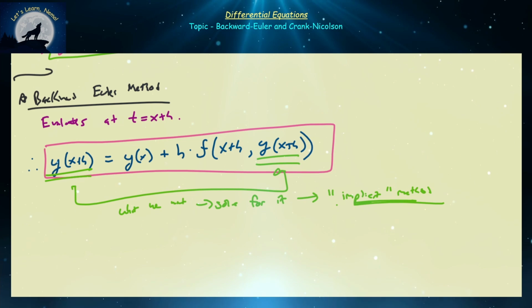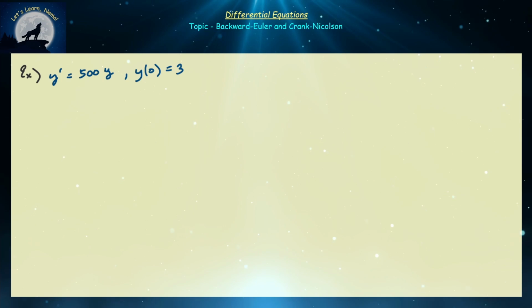Let's actually take a look at a numerical example to sort of see how we would implement these. Let's look at this particular initial value problem. y prime is equal to 500y. This is a very easy differential equation to solve because we can use, for example, separability of this differential equation and find that the actual solution should be y is equal to 3 times e to the power of 500x.